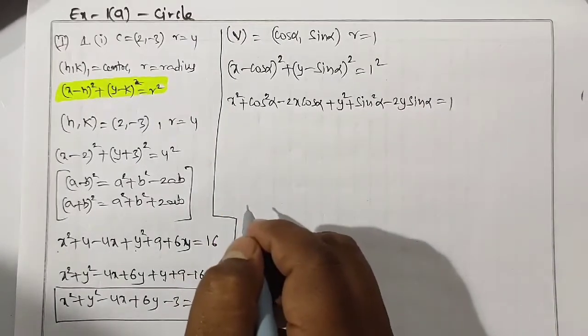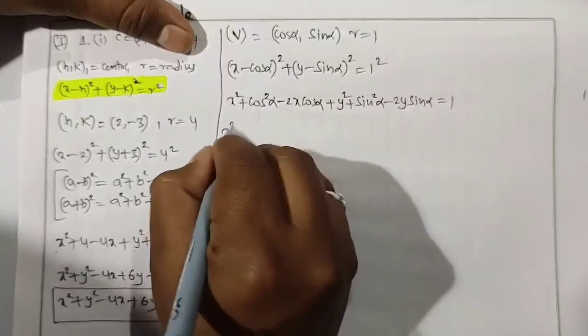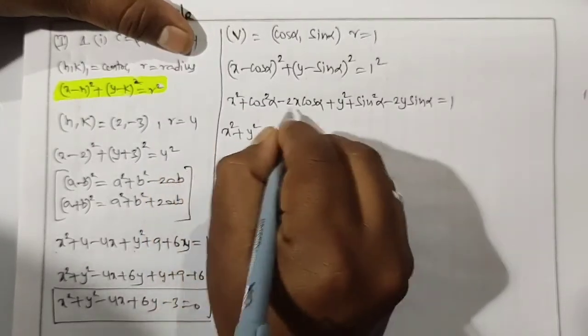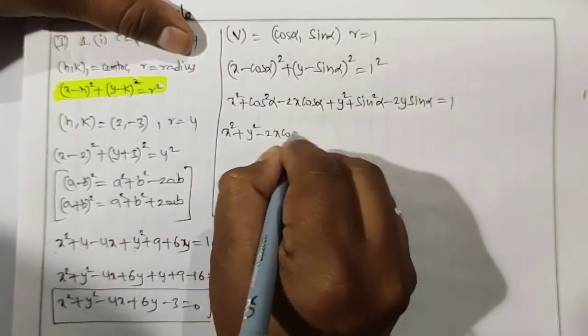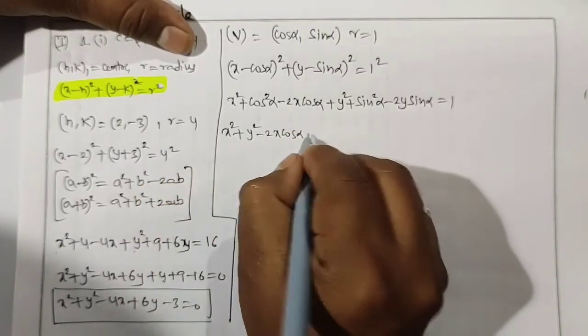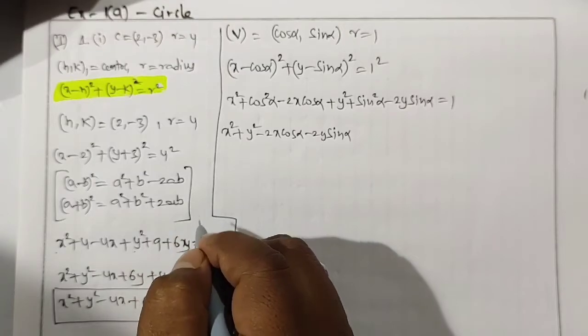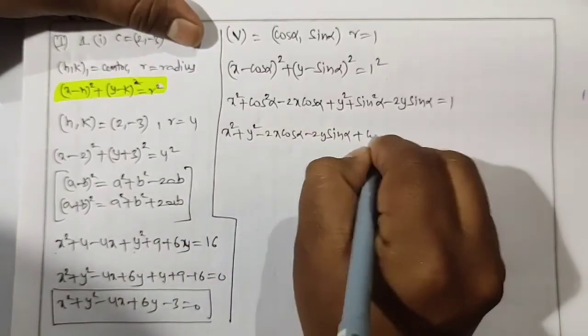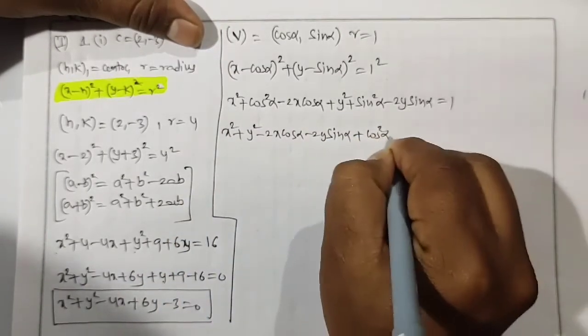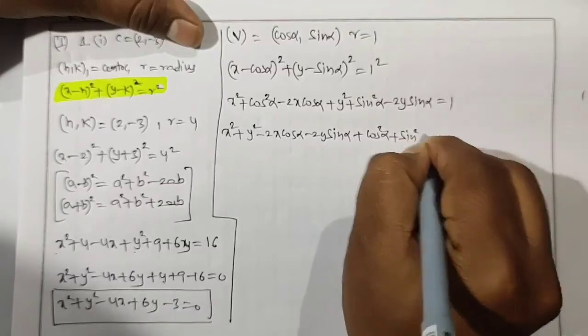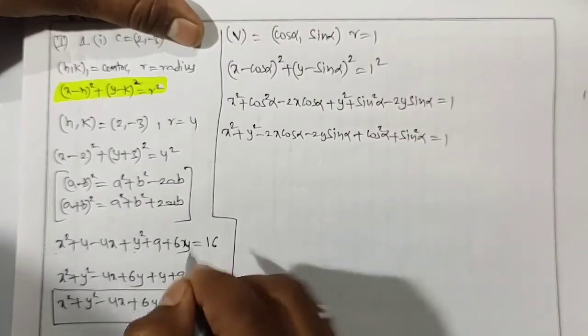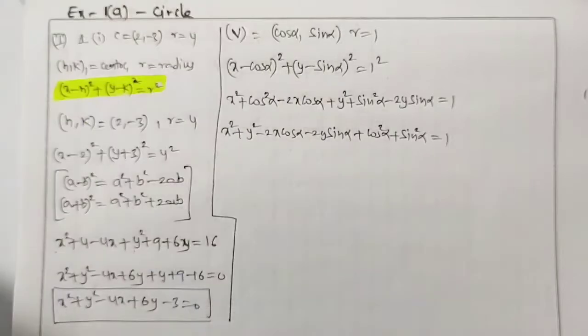We should write the x square term first. That's why x square plus y square, then minus 2x into cos alpha, then the y term minus 2y into sin alpha, then write the constants, that is cos square alpha plus sin square alpha is equal to 1, and we know that the value of sin square plus cos square is equal to 1.